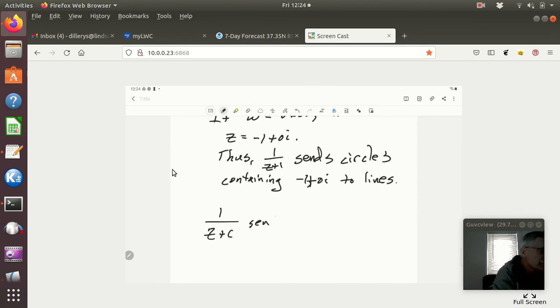sends circles containing z equals minus c to lines.